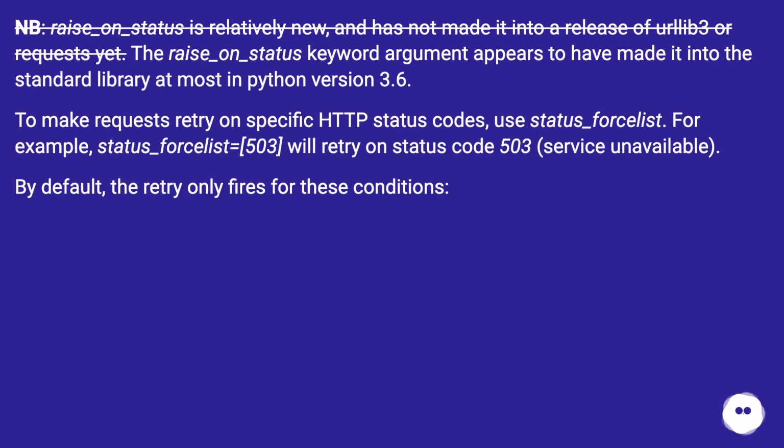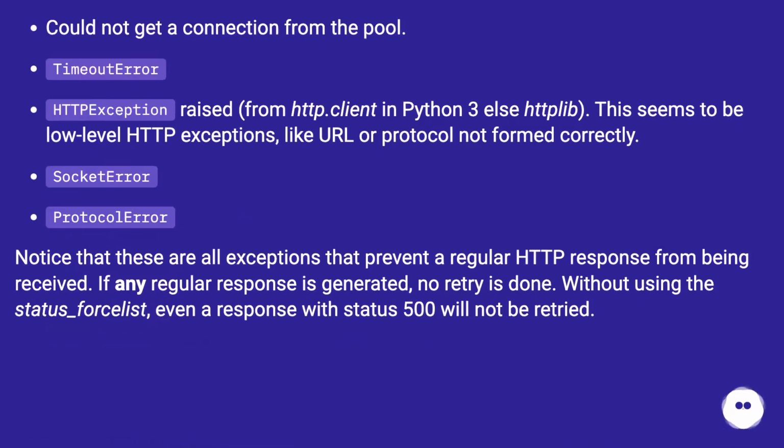By default, the retry only fires for these conditions. Could not get a connection from the pool. TimeoutError. HTTPException raised from http.client in Python 3 else httplib. This seems to be low-level HTTP exceptions, like URL or protocol not formed correctly. Socket error. Protocol error. Notice that these are all exceptions that prevent a regular HTTP response from being received. If any regular response is generated, no retry is done. Without using the status_forcelist, even a response with status 500 will not be retried.